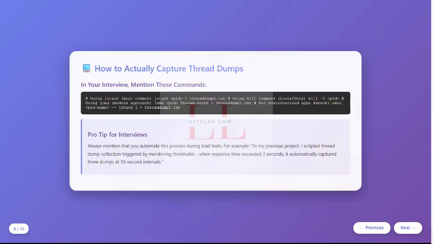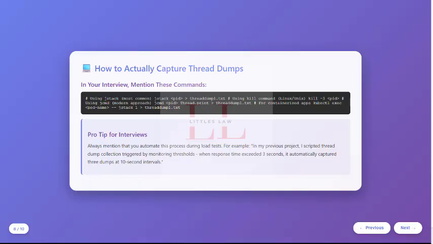Now in your interview, you want to show them that you don't just know when to capture thread dumps, but also how to do it. So let me share the actual commands. The most common method is using jstack. You simply run jstack followed by the process ID and redirect the output to a text file. For example, jstack 12345 redirected to thread_dump_1.txt.